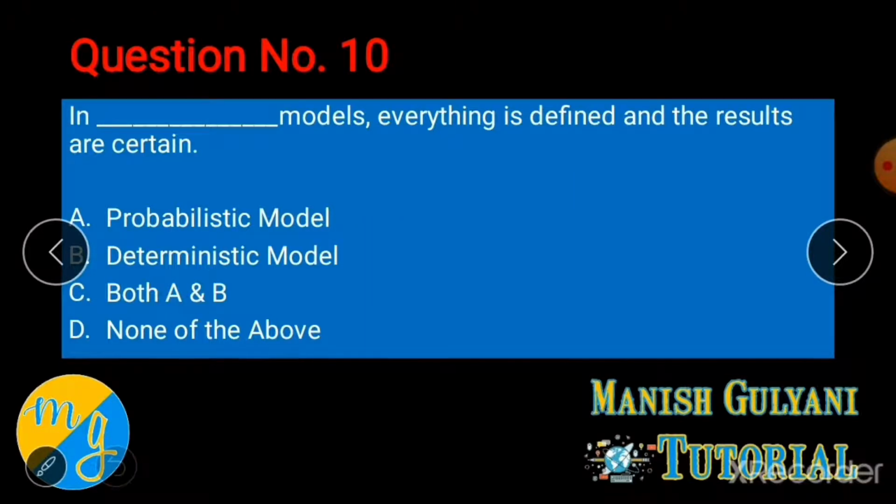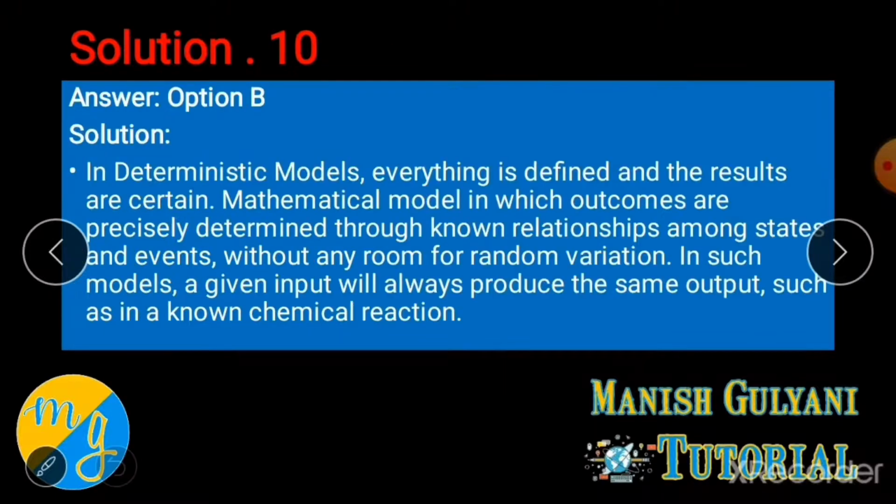Next, question number 10. In that dash models, everything is defined and results are certain. Again, a very easy one. Identify the keywords: everything is defined, results are certain. So the correct answer is deterministic model, B. Deterministic model I already explained. Under the deterministic model, everything is defined, everything is certain. You need not guess. There is no scope of assumption or guessing under the deterministic model. The probabilistic model, as per its name, is based on probability. It may or may not happen. So the correct answer is the deterministic model. So B is your correct answer.